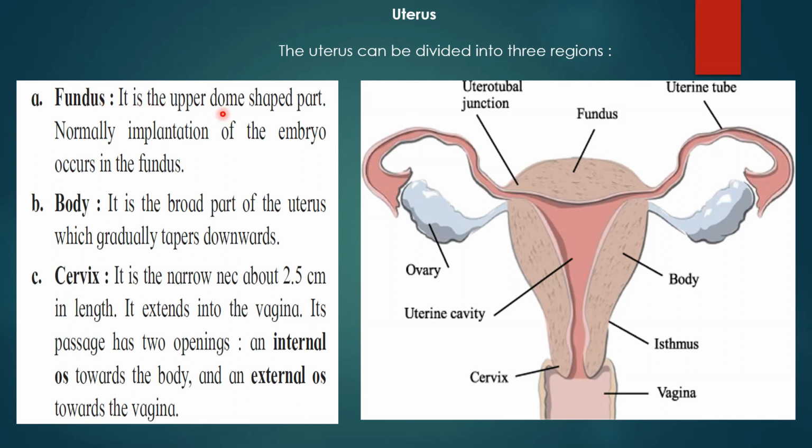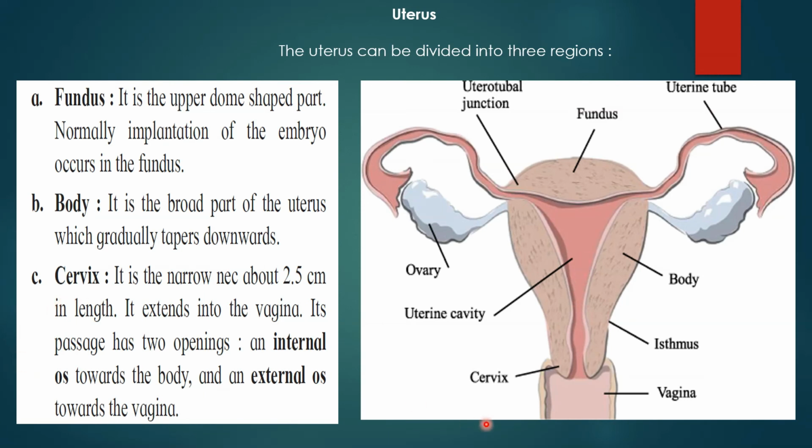Fundus. It is the upper dome-shaped part. Normally, implantation of the embryo occurs in this fundus. Body. The central part is the body. It is the broad part of the uterus which gradually tapers downward. This is the body which basically tapers downward.